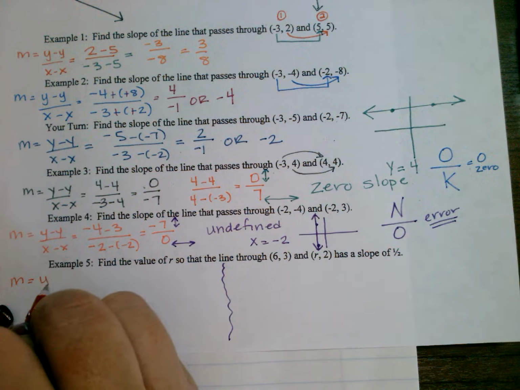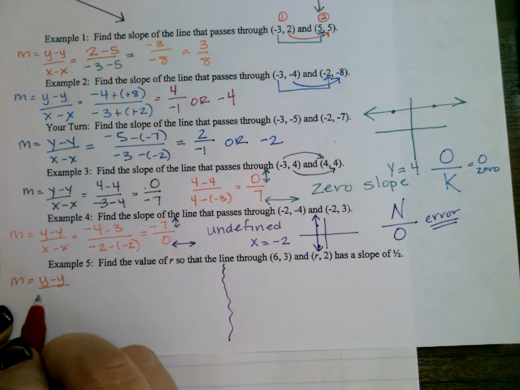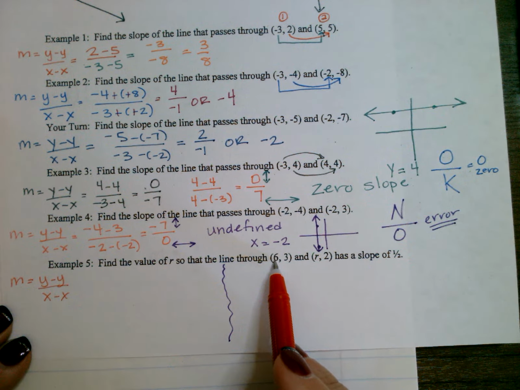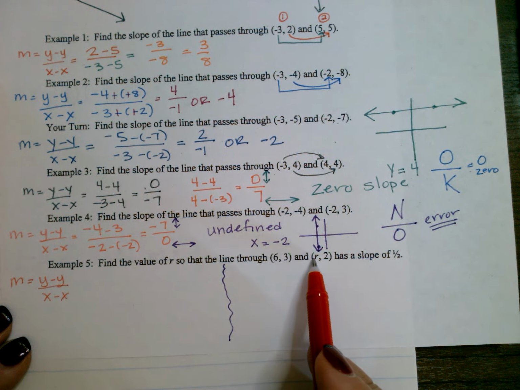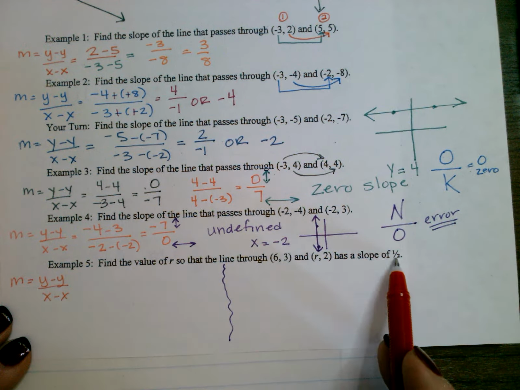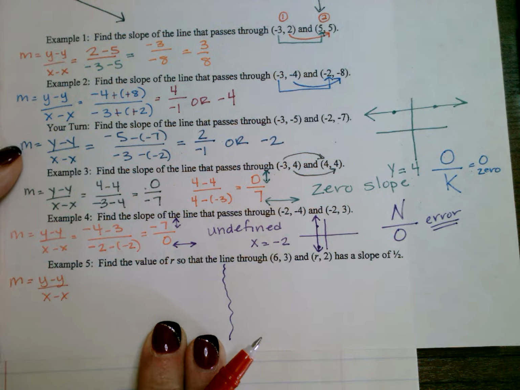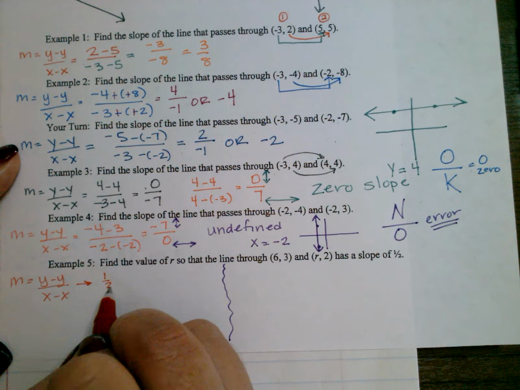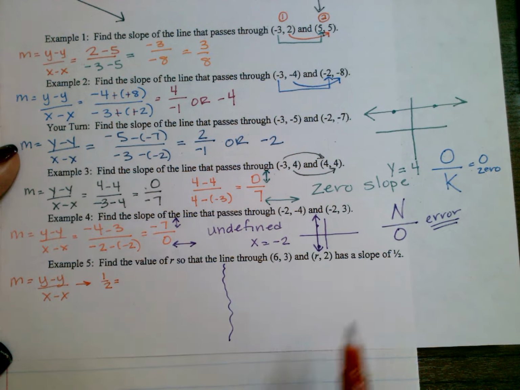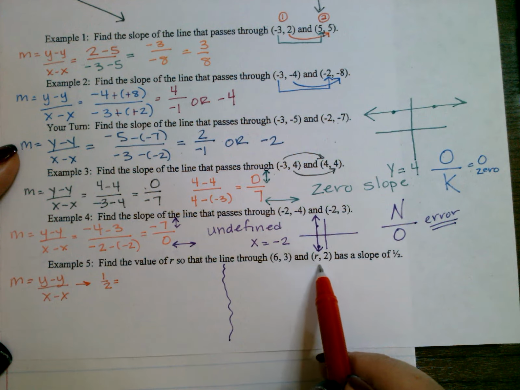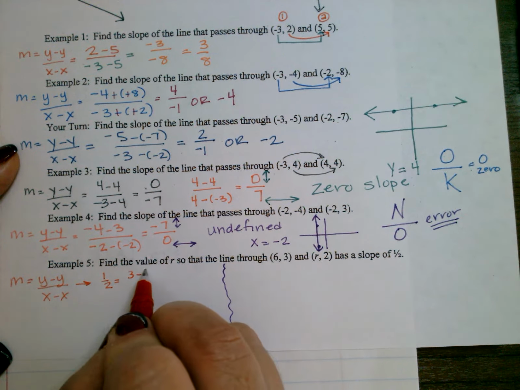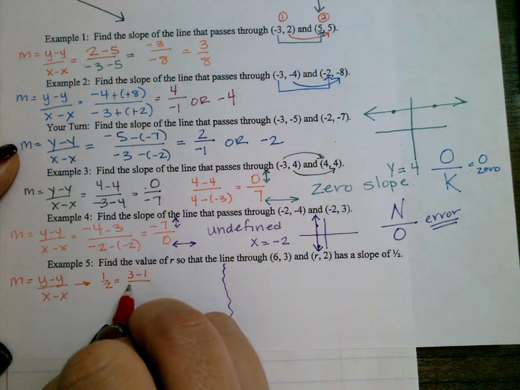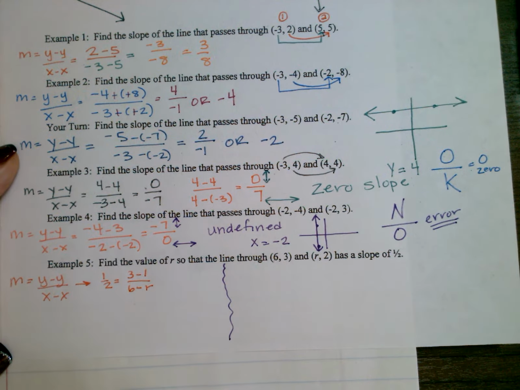So we will start with the example I gave you here. Please remember, we are going to use the change in y over the change in x. What I know here is I have an x and a y, x that I need to find and a y, with a slope of 1/2. So I will substitute into this things that I know. I know the slope is 1/2, so I'm going to put that in for m. And then I'm going to do y minus y, 3 minus 1, over x minus x, 6 minus r.